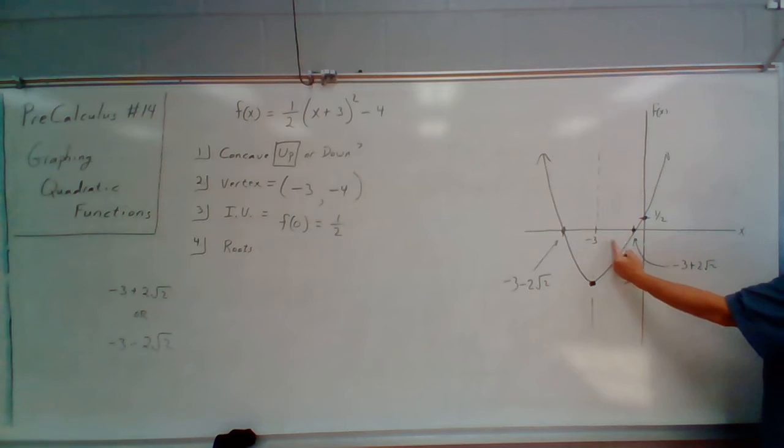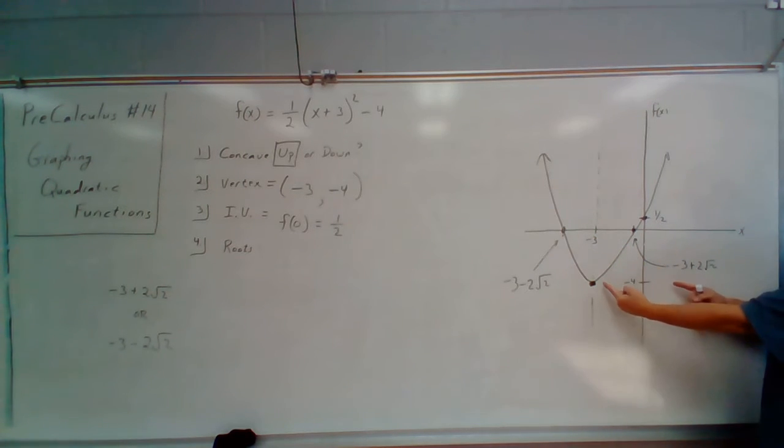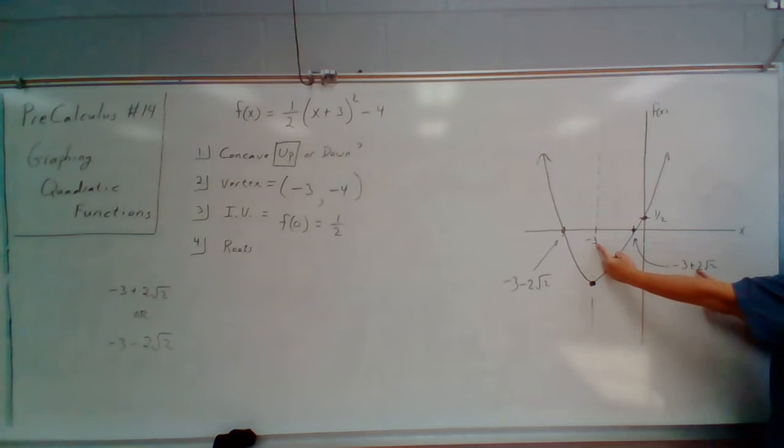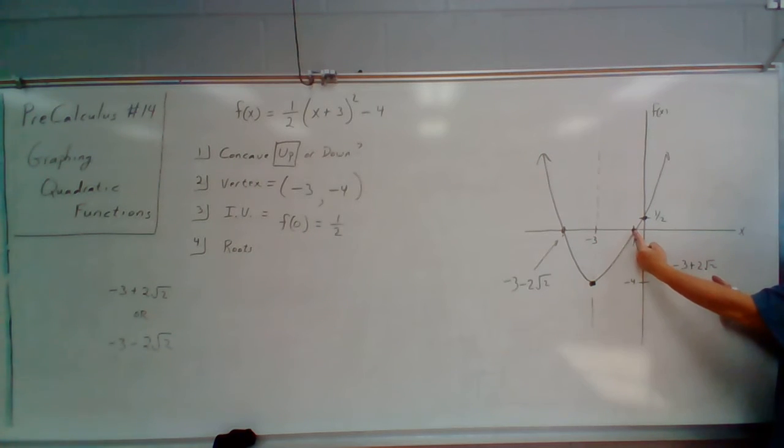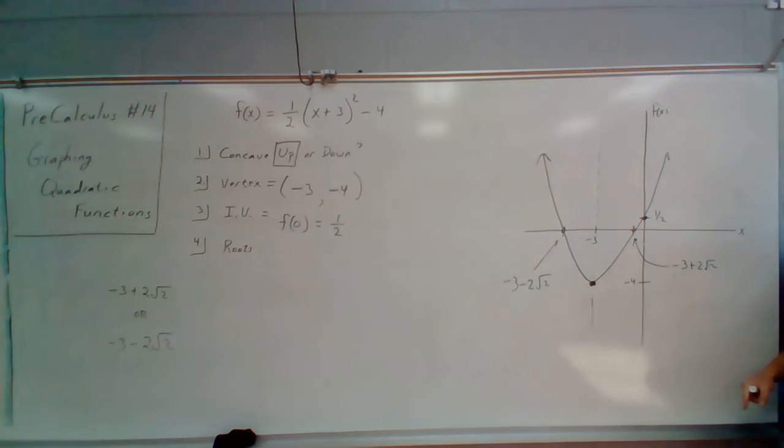So this root should be the same distance from negative 3 as this root is. Well, clearly it is, because this is negative 3 plus 2 square roots of 2, and this one is negative 3 minus 2 square roots of 2. So negative 3 is exactly in between these two numbers.